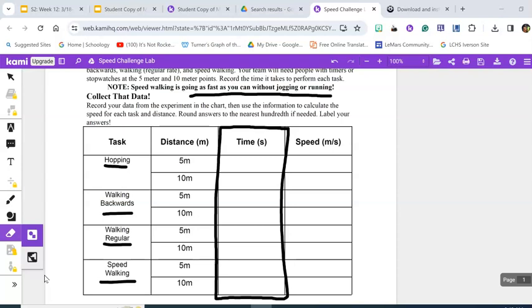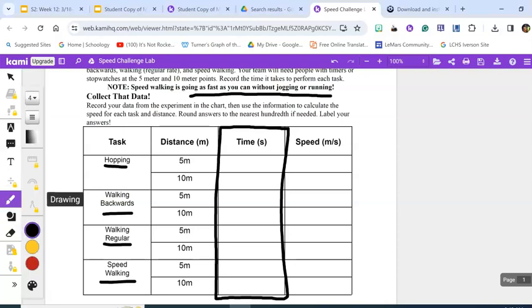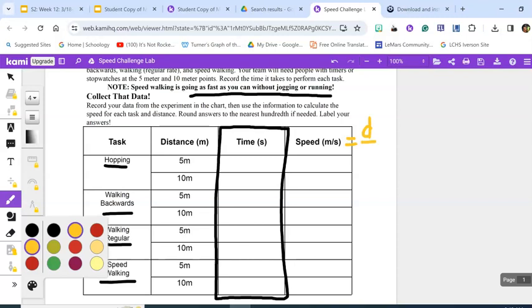So now, speed, what is the equation for speed? Yep. Speed is equal to distance divided by time, which means you're going to take distance and divide it by your time. I'm going to give you about 4 minutes to do that.